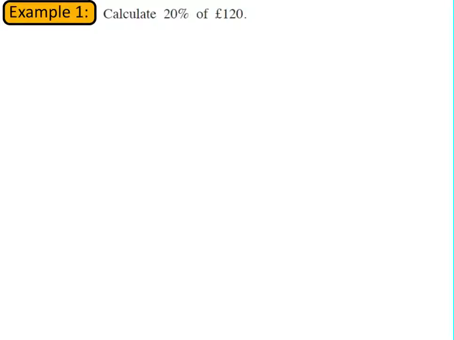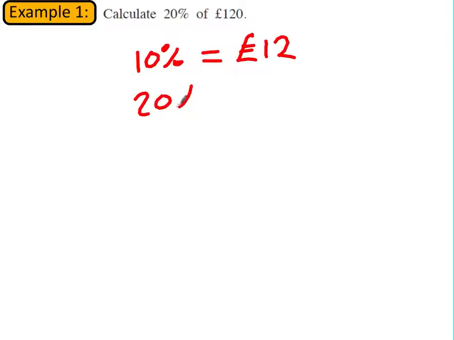Okay, let's go on with some further examples. So these are the sorts of questions you're expecting to see. So find 20% of 120. Well, I would work out 10% first. 10%, of course, is just £12. So therefore, doubling that, 20% is going to be £24.